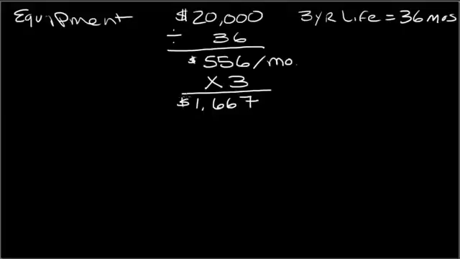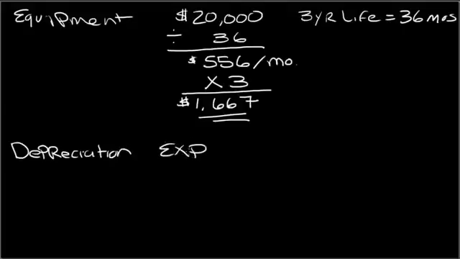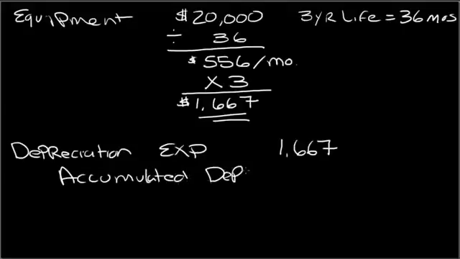I'm going to round everything in this class to the dollar. So we're going to have a journal entry of depreciation expense of 1,667 and accumulated depreciation of 1,667.